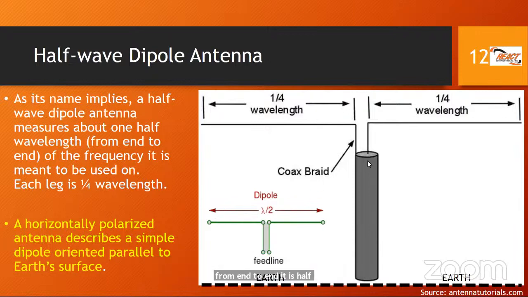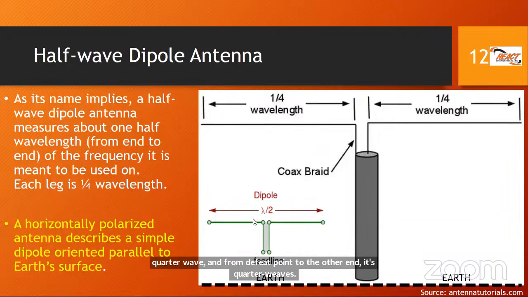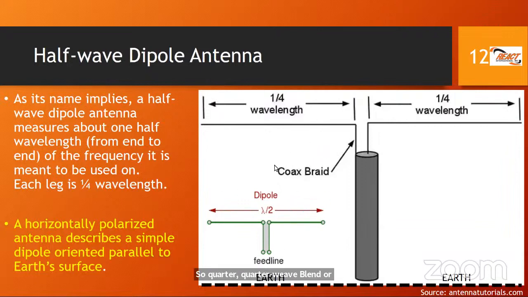But as the diagram above shows, from the center point, or what we call the feed point of the antenna, to one end, it's quarter wave. And from the feed point to the other end, it's quarter wave. So quarter wavelength plus quarter is a half. So hopefully that is making sense to us. And there's an exam-related question to what we have all just discussed.